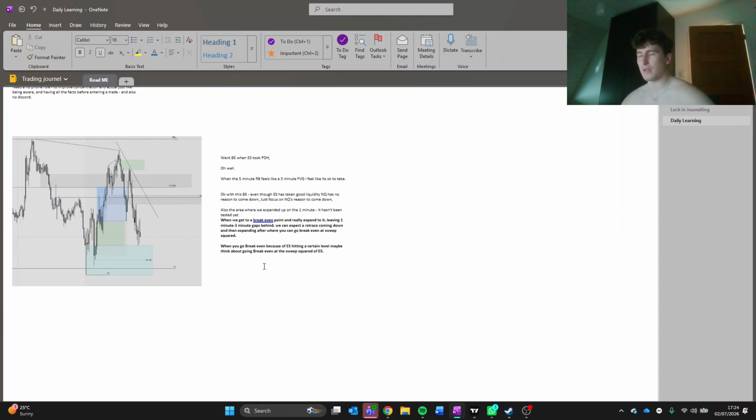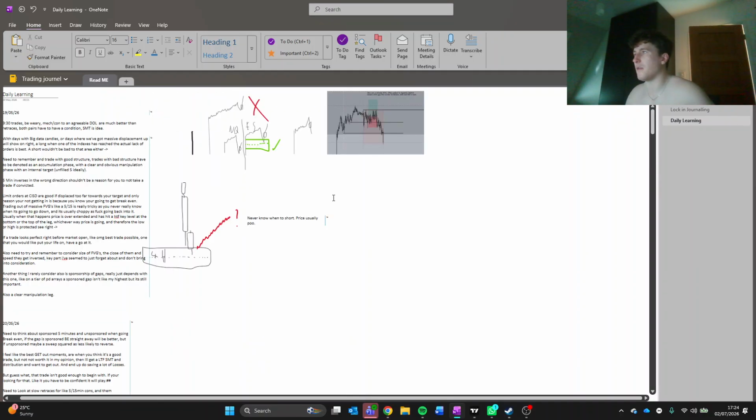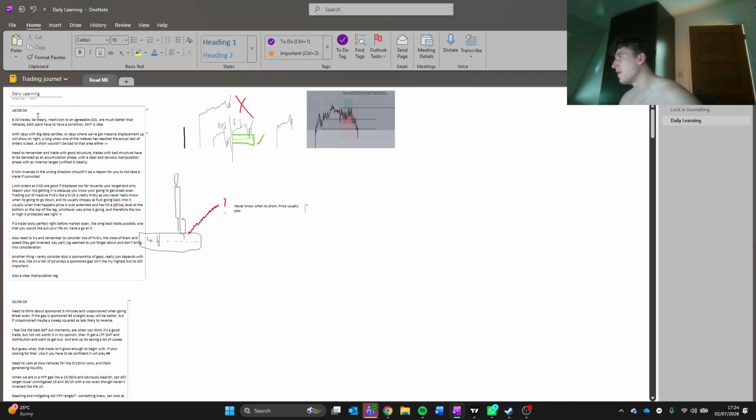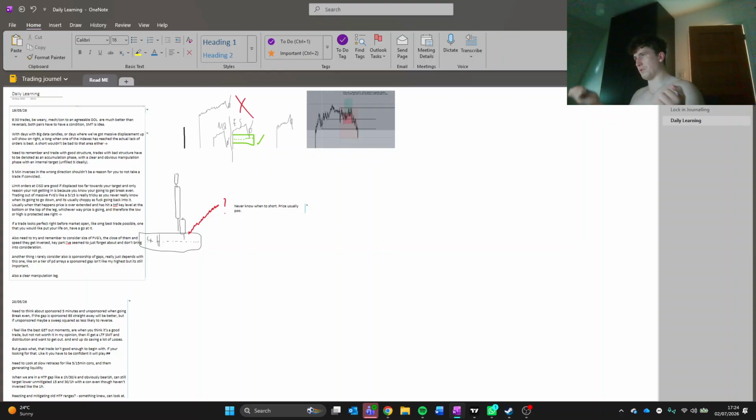I would say I've really locked in over like the past 3 months, like journaling and daily learning as well. And when's the first daily learning thing I did? Yeah, like 2 months ago, or a month and a half. And what did I say? 9:30 trades, be very wary. Mech can't agree will do much better than retraces. What? Retraces doesn't make sense. It's reversals. Which is true.